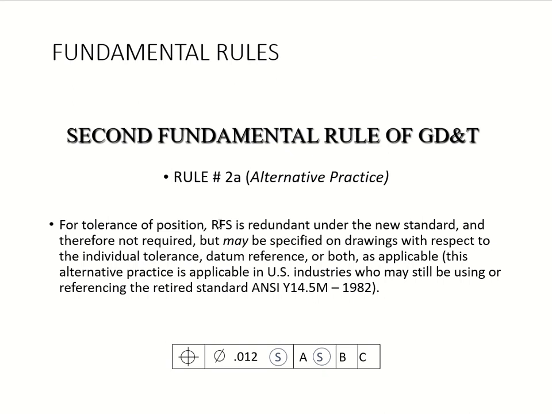So rule 2, number 2A, is your alternative practice. For tolerance of position, your RFS is going to be redundant. This is just comparing the old standard and the new standard, so don't worry too much about that. You have to specify it on your drawing, with respect to your individual tolerance, datum reference, sometimes both of them.